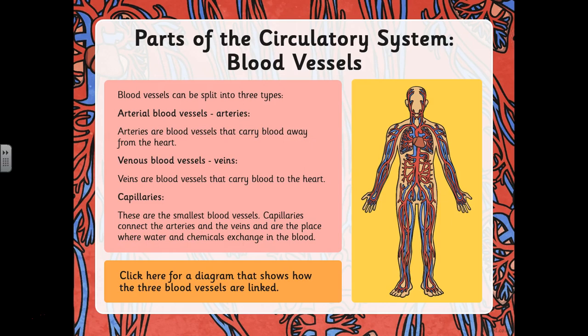Veins. Veins carry deoxygenated blood towards the heart, except for the pulmonary and umbilical veins, which carry oxygenated blood to the heart. Veins are less muscular than arteries and are often closer to the skin. Most veins contain valves to prevent backflow.